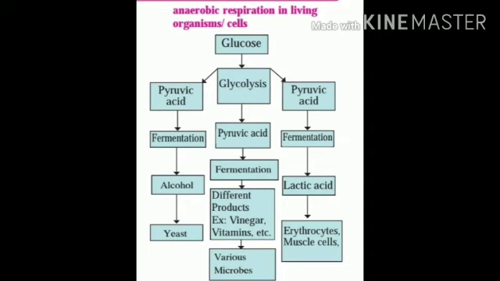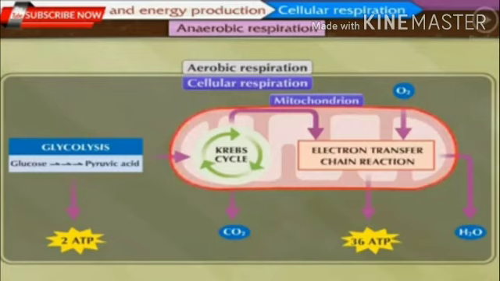And here also pyruvic acid after fermentation is converted into lactic acid, and this lactic acid is accumulated in erythrocytes, meaning RBCs, and also in the muscle cells. This flowchart is very important for examination, for activity-based questions. In this way, we learn about anaerobic respiration in living organisms.